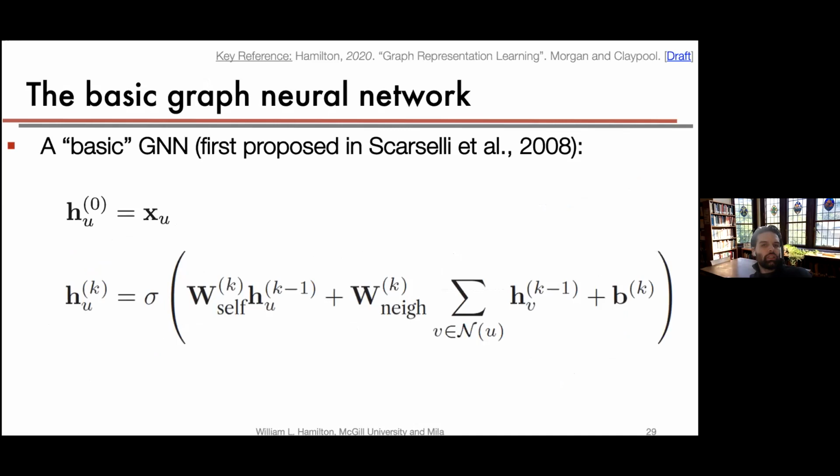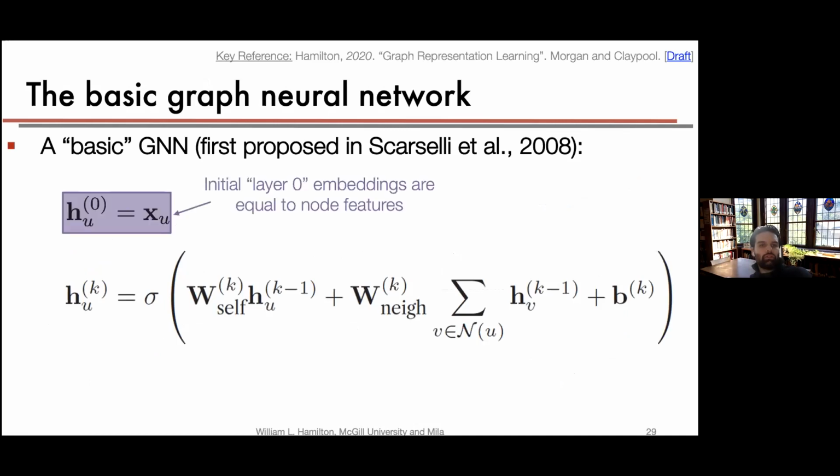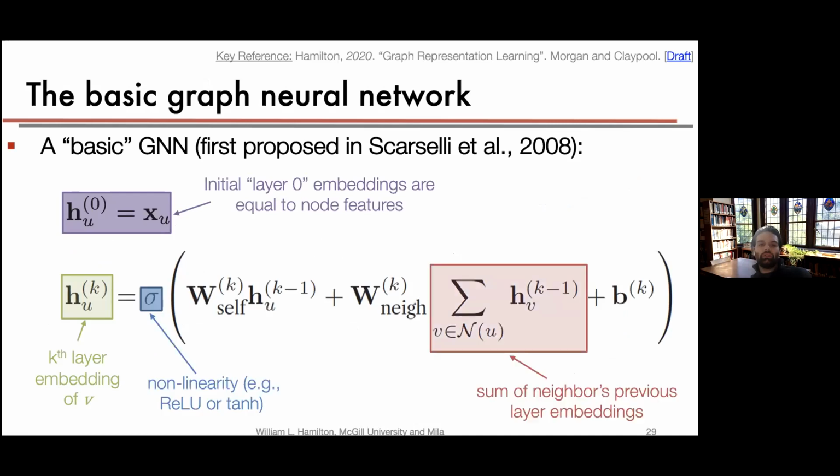Mathematically, a basic GNN can be written as follows. We initialize our layer 0 embeddings as being equal to our node features, and then our kth layer embedding of a particular node is going to be a nonlinear function of the sum of the information from the node's neighbors in the previous layer, so their previous layer embeddings, as well as the previous layer embedding of this node itself. We're then going to multiply these things by some learnable or trainable parameter matrix W, and all of this is going to give us our updated representation.